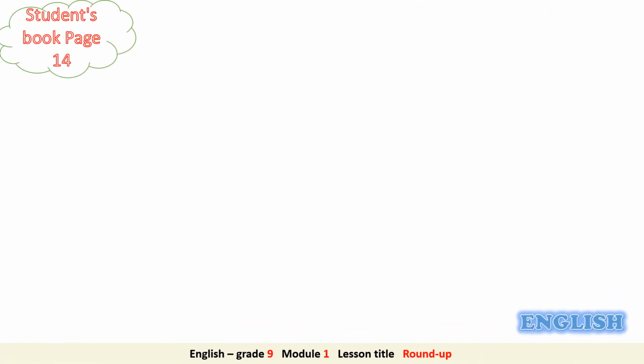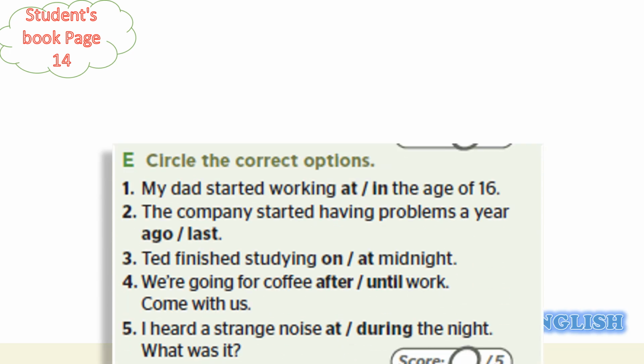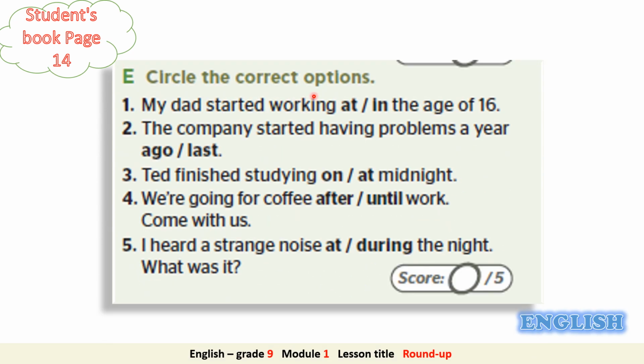Now, let's go to Students Book page 14 and do this exercise. It says circle the correct options. Here we have 5 sentences. In each sentence we have 2 words or prepositions. We are going to choose the correct one. What I want you to do now is to pause the video and do it by yourself. Go on. Okay, now let's do the first one.